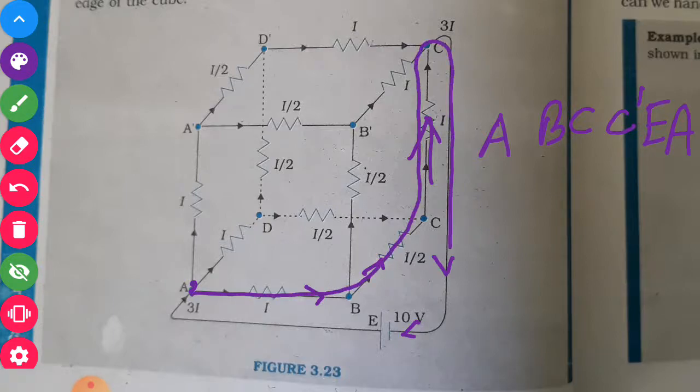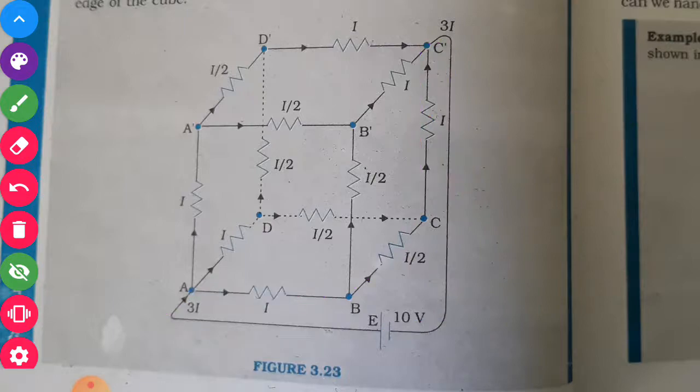This is a closed loop which I will take and apply Kirchhoff's second rule. So I begin this way. Keep your figure in front of you, otherwise you will not be able to follow. I write it here. If you are moving from A to B, then you are moving with the current, so it becomes negative, minus, and the resistance we take as R. It is 1 ohm, but right now we write R. So with the current, minus I into R.